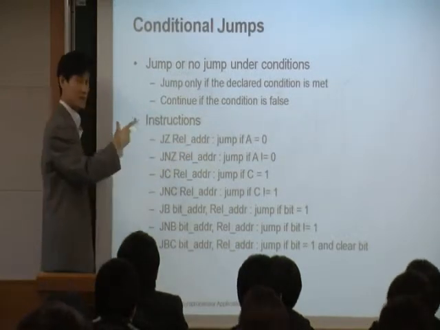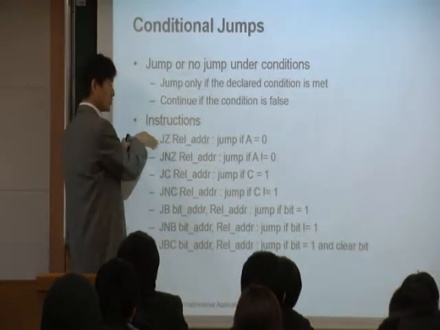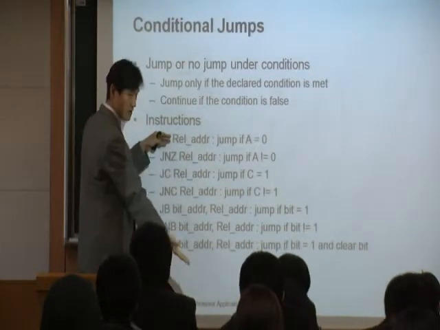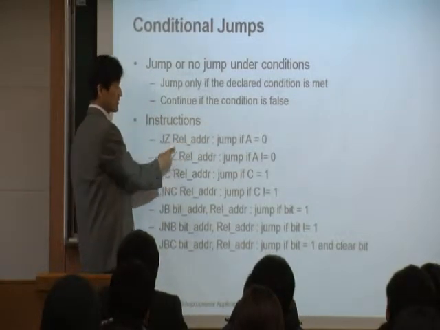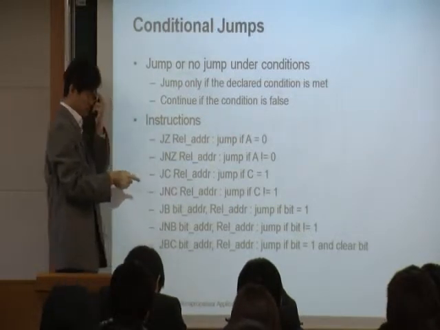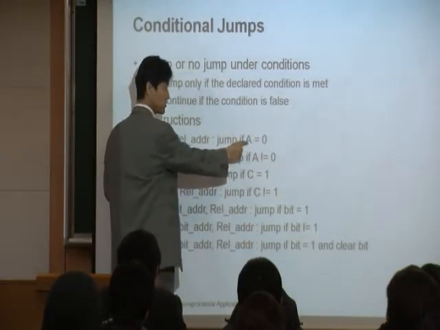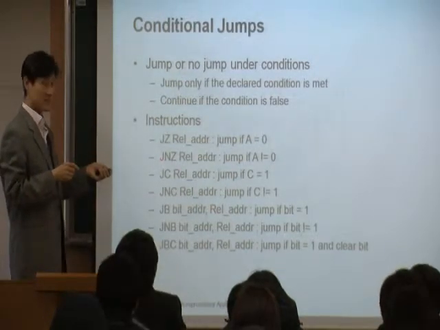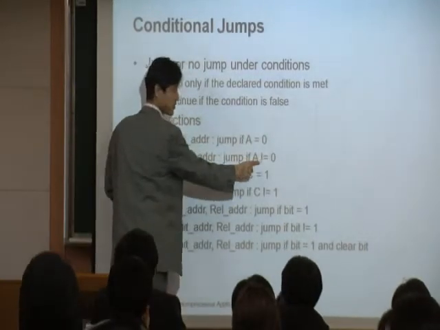In this case also it's a relative address, same as a short jump. Okay? Compared to your current address, you are going to jump either forward or backward. Same as before, you're going to use a relative address, but the condition here is a 0. And which one is a 0? Accumulator. So this instruction is like jump only if the accumulator value is 0. JNZ, not 0, right? If accumulator is not 0, then you jump.